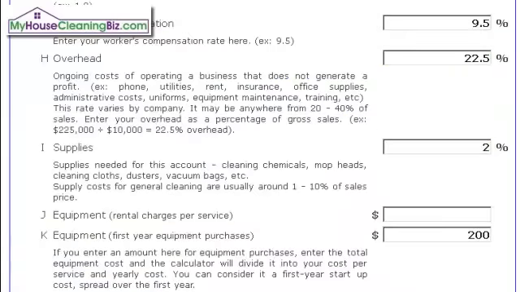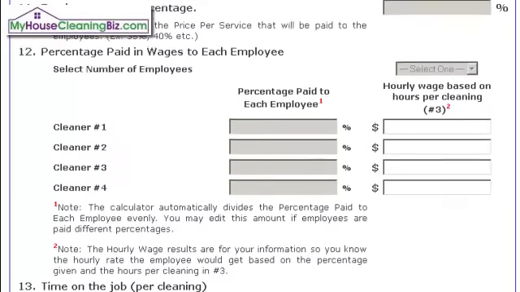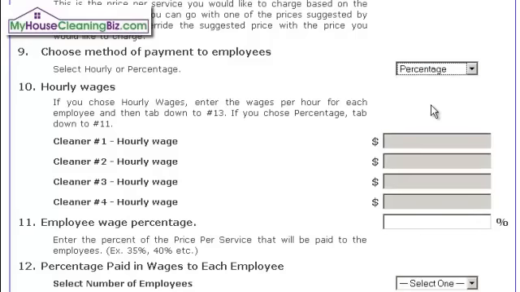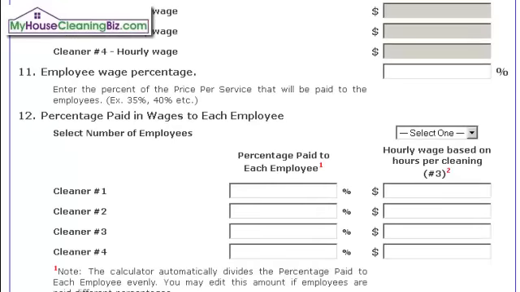So what I want to do is just go back. We did this as an hourly wage. I want to do an example of paying by percentage. So you'll notice that our hourly wages are grayed out now. So we're going to tab down to number 11, and this is where you're going to enter the wage percentage that you are going to be paying your employees. And most companies charge usually between 35 and 40% to their employees. So we'll use 40% in our example.